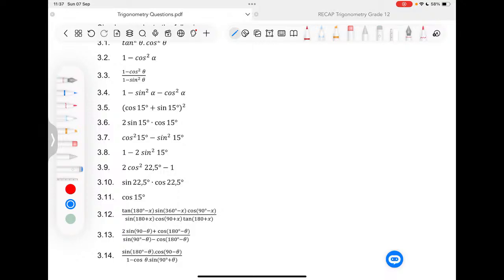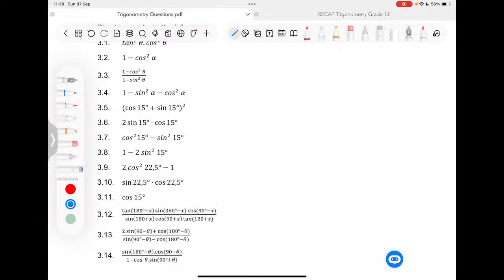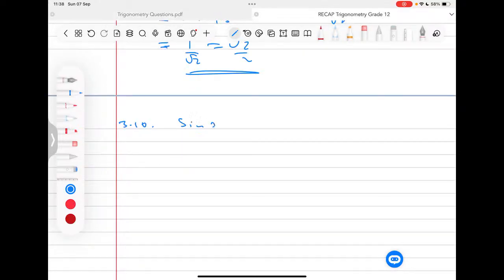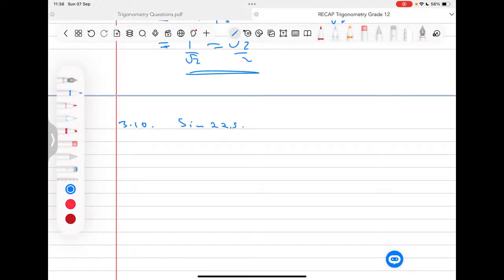If we move along to 3.10, I'm not going to do that one as well. Let's do 3.10. It could make one struggle a bit, so let me have a look at that. With 3.10, we are given sine of 22.5 times cos of 22.5.